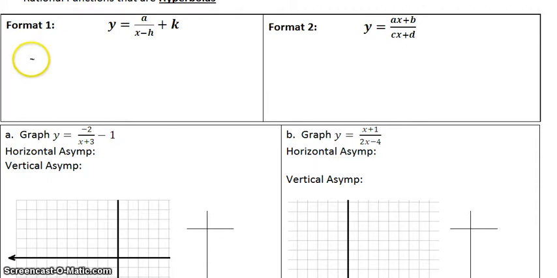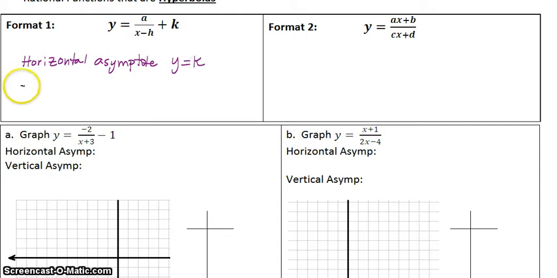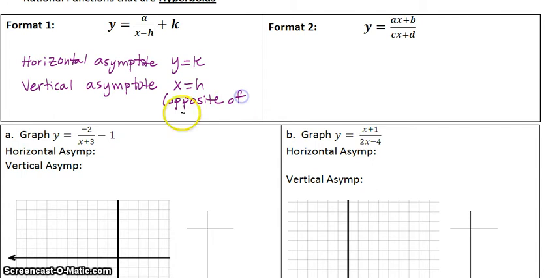The horizontal asymptote for format 1 is at y equals k, and the vertical asymptote is at x equals h, but h is actually the opposite of what you see. Just like we've done so many times with h and k, same rules apply, opposite of what you see for h. And I'll explain what I mean with example A.